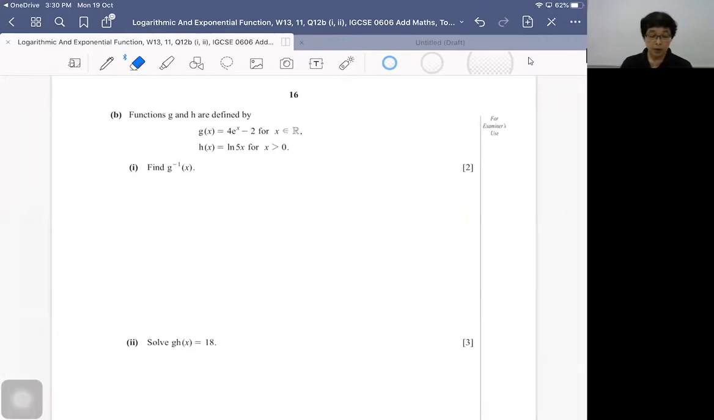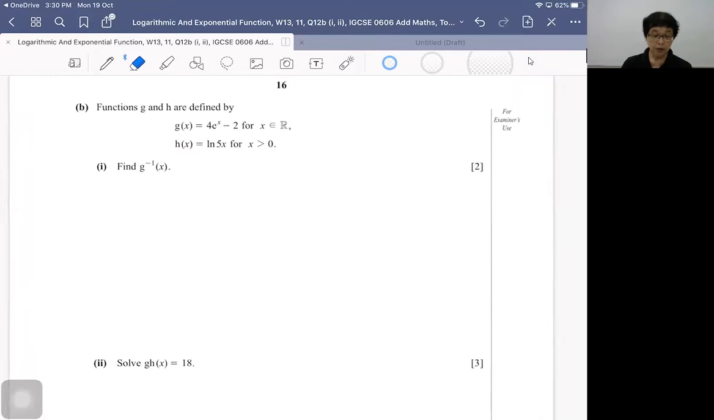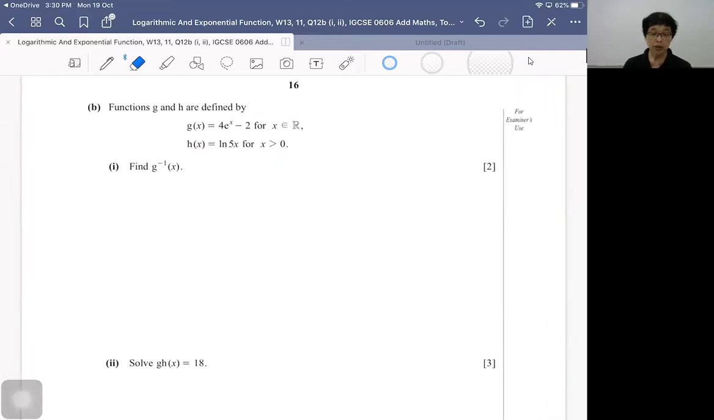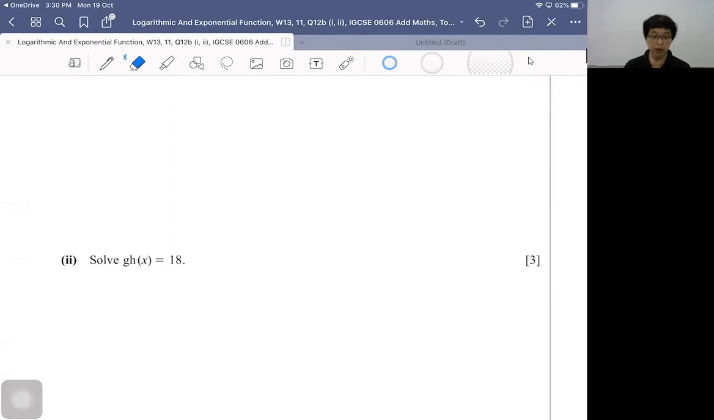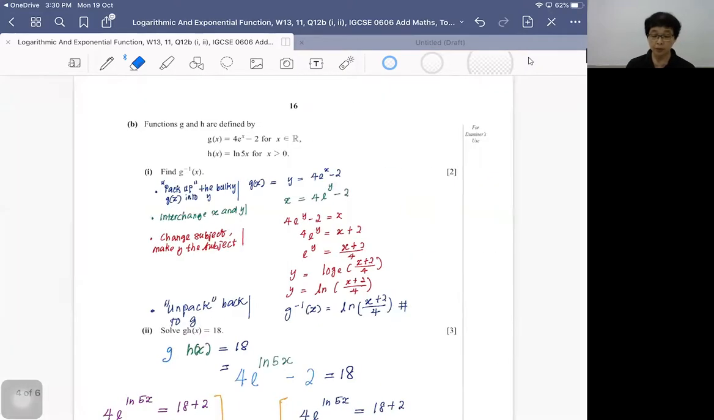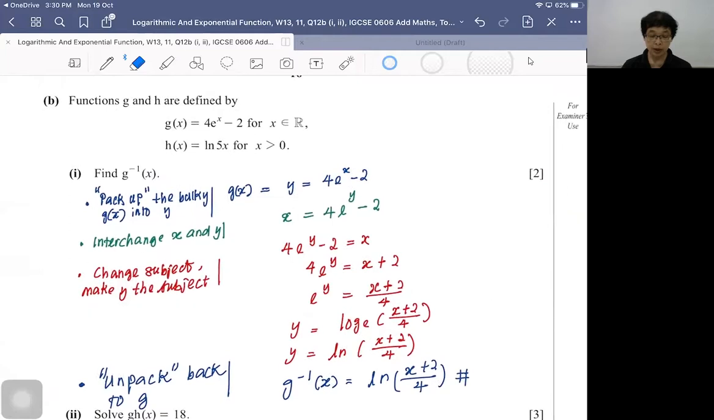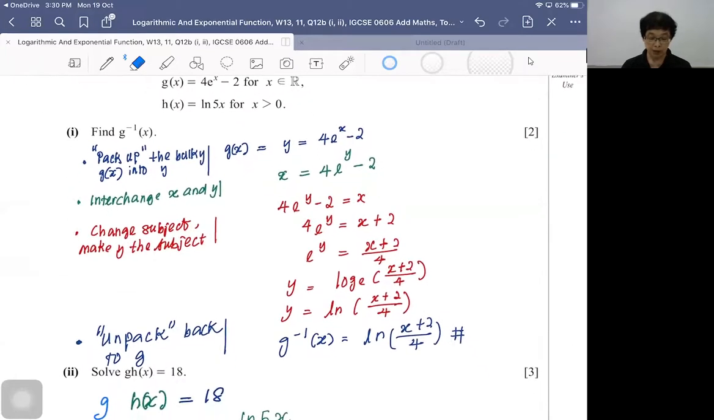It was given here: functions g and h are defined as such. Part 1, find the inverse of g(x), 2 marks. And part 2, solve gh(x) equals 18, 3 marks. Okay, let's dive into it and take a look at how we are going to solve it.